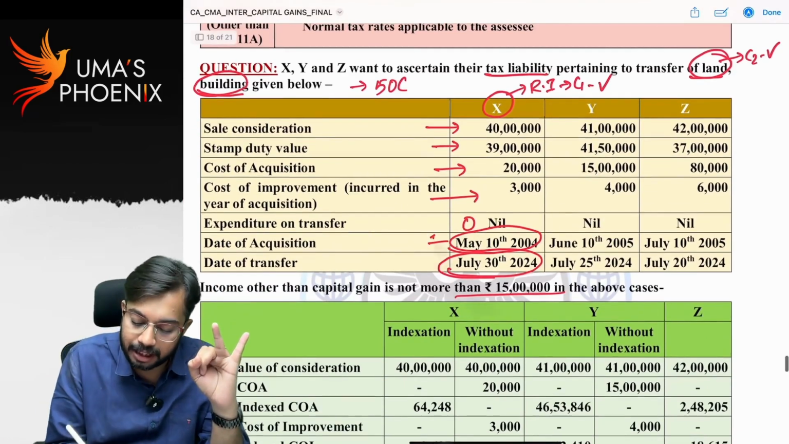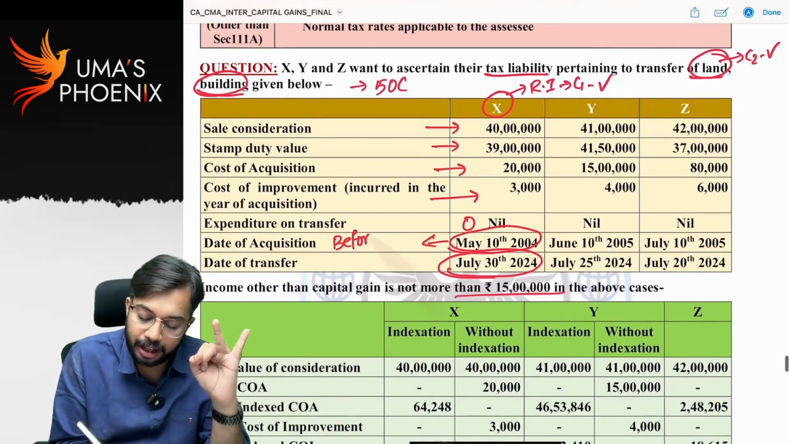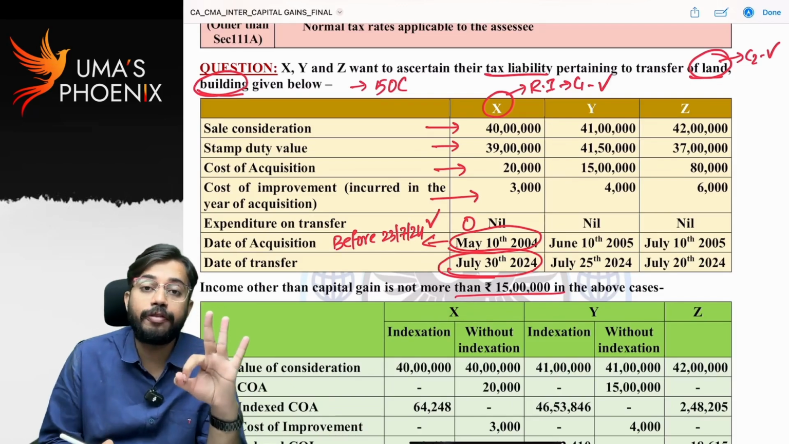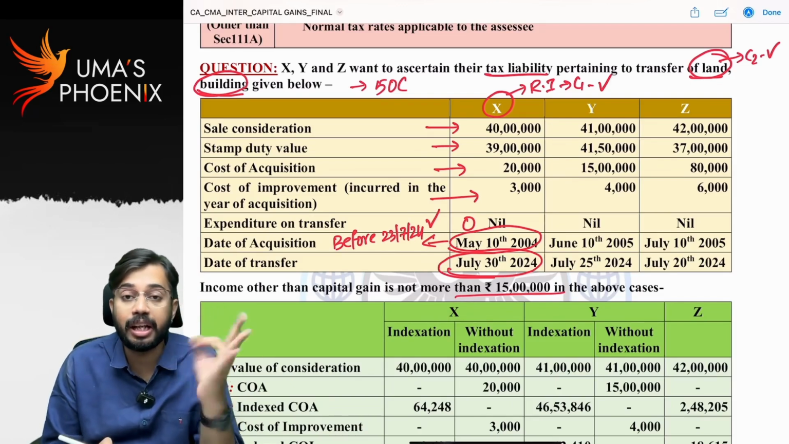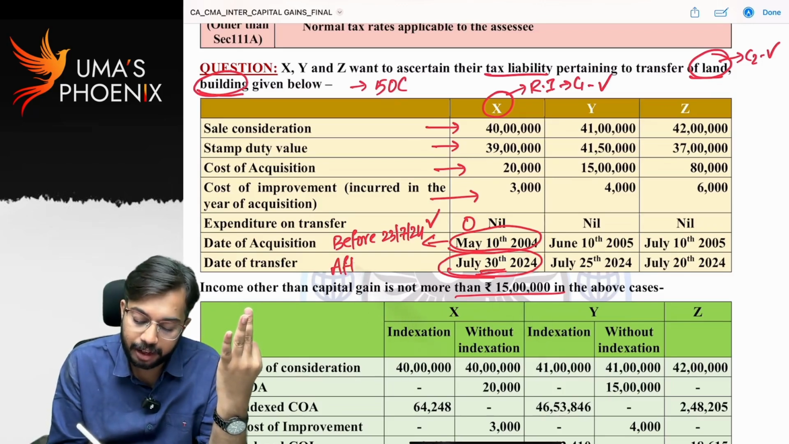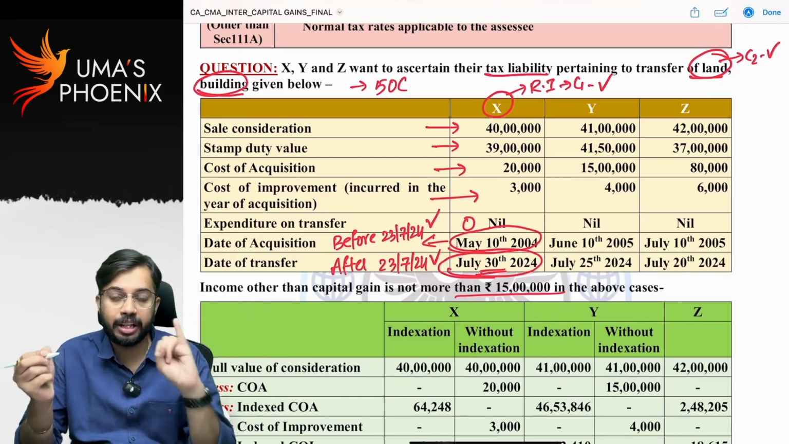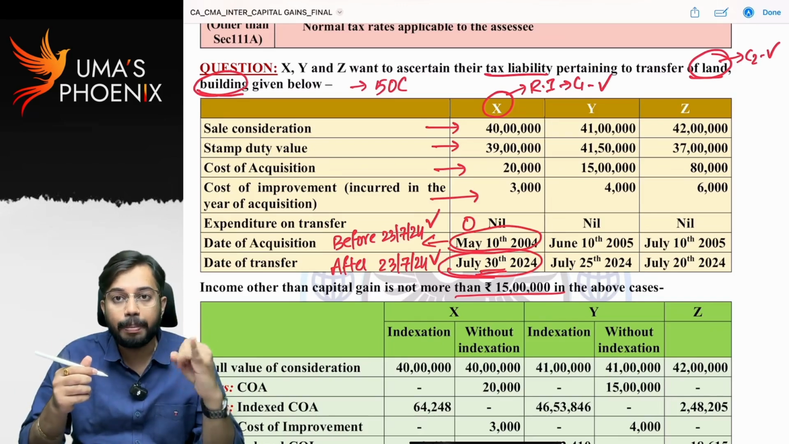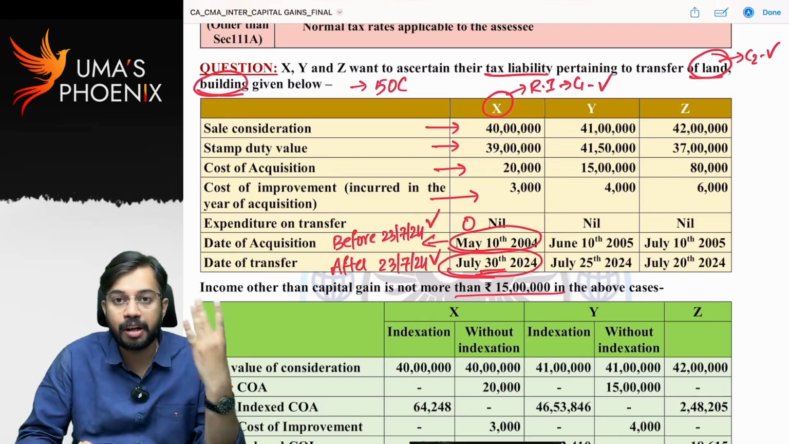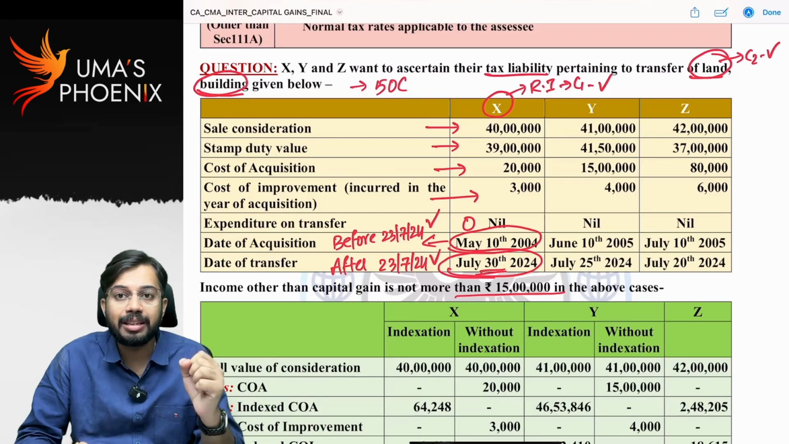When it was purchased? Before 23rd July 2024. So condition 3 also satisfied. Condition 4, it should be transferred on or after 23rd July 2024. When it was transferred? 30th July, that means after 23rd July 2024, right? So all the four conditions are satisfied. Condition 1, resident individual. Capital asset transferred is immovable property. It was purchased before 23rd July. It was transferred after 23rd July. So while calculating tax, he has two options.